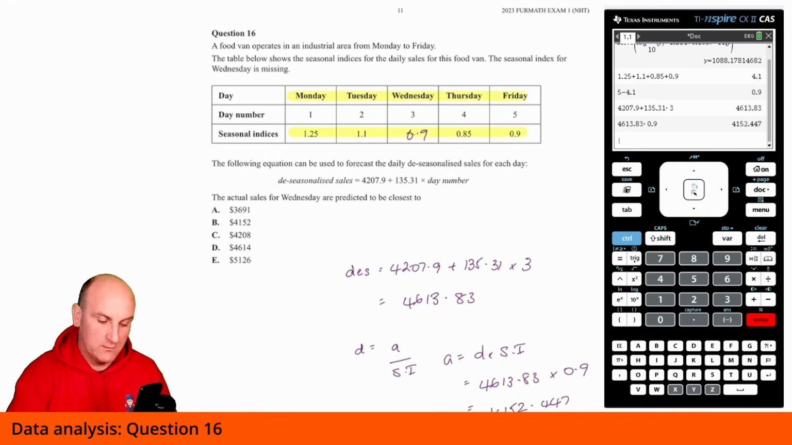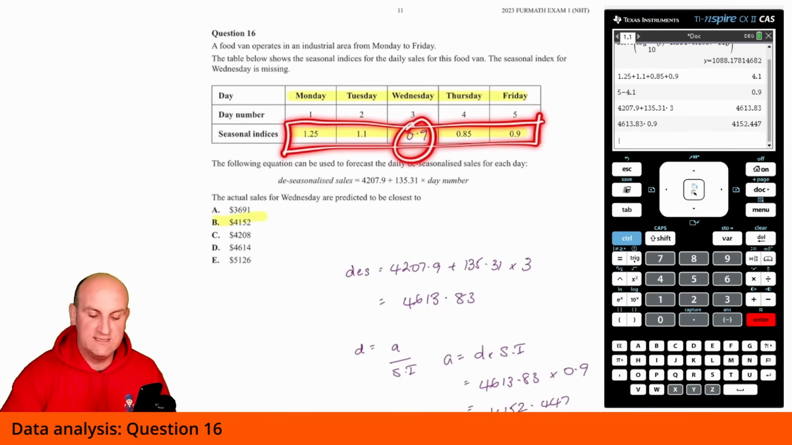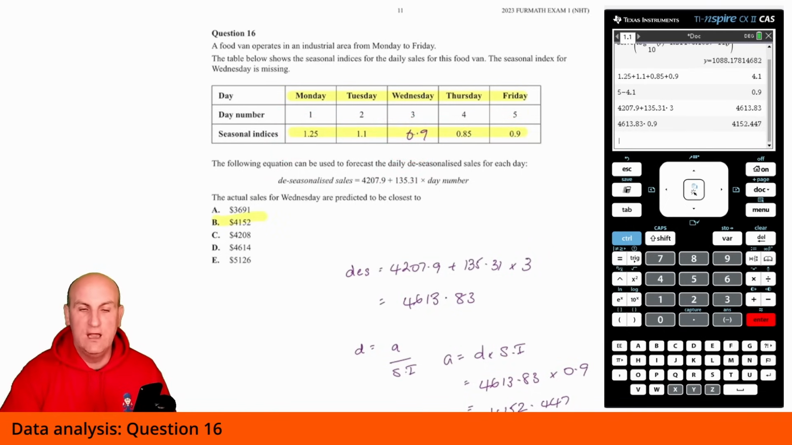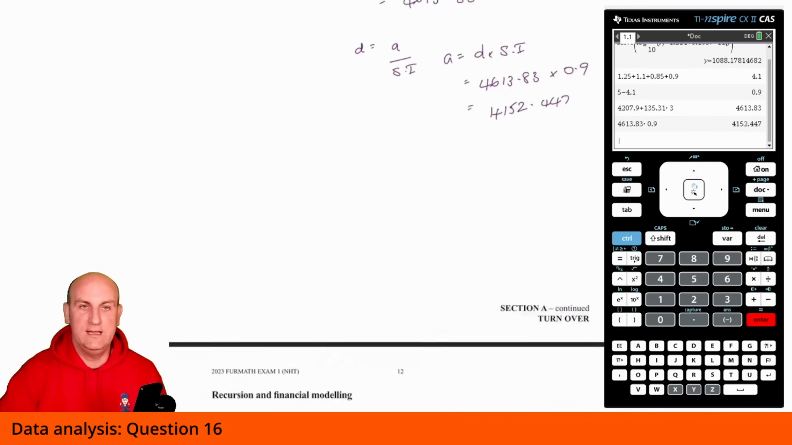4152B. There we go. So again, that was interesting because you needed two pieces of information there. You needed to work out how to find that missing value, which is nice and easy, but also you needed to know your deseasonalized formula. But these should all be in your summary book to make life that little bit easier.